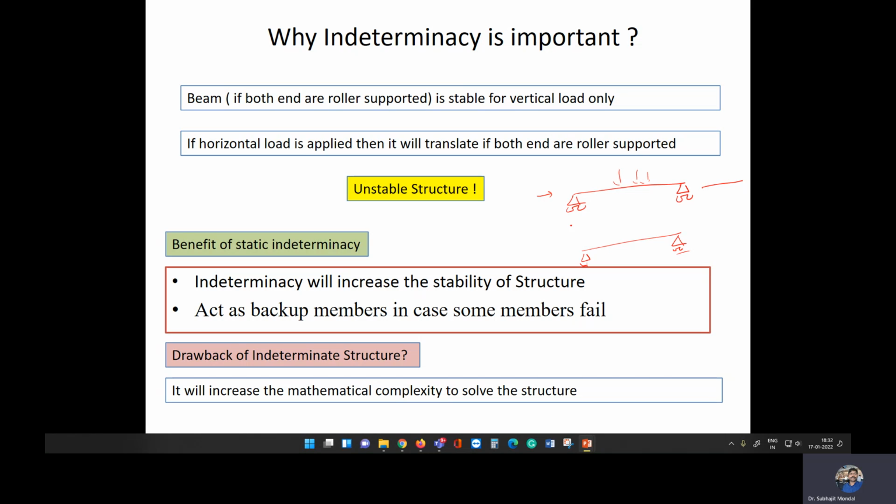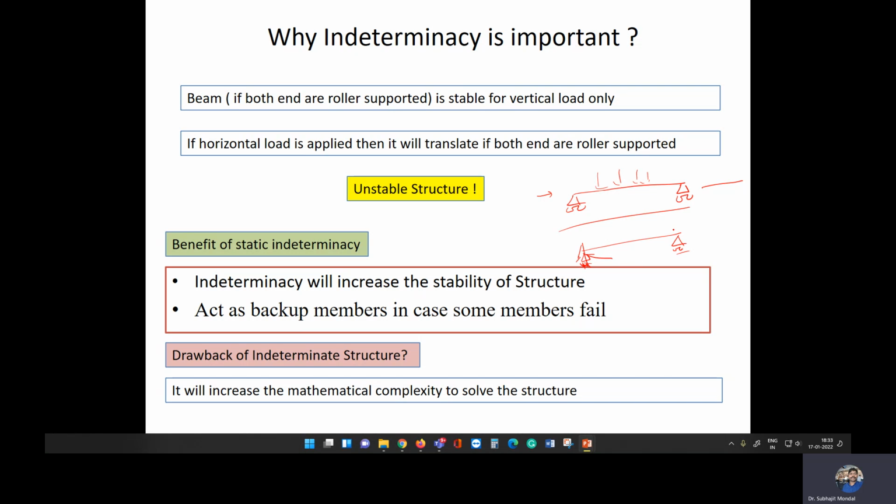Now if this is one case where both ends are roller, then the structure becomes very unstable. If you want to make it stable, at least one end we have to hold in such a way that horizontal movement is restricted. Now if you want to make it more stable, we have to make it fixed. Rotation also we have to constrain. We will not allow any rotation here.